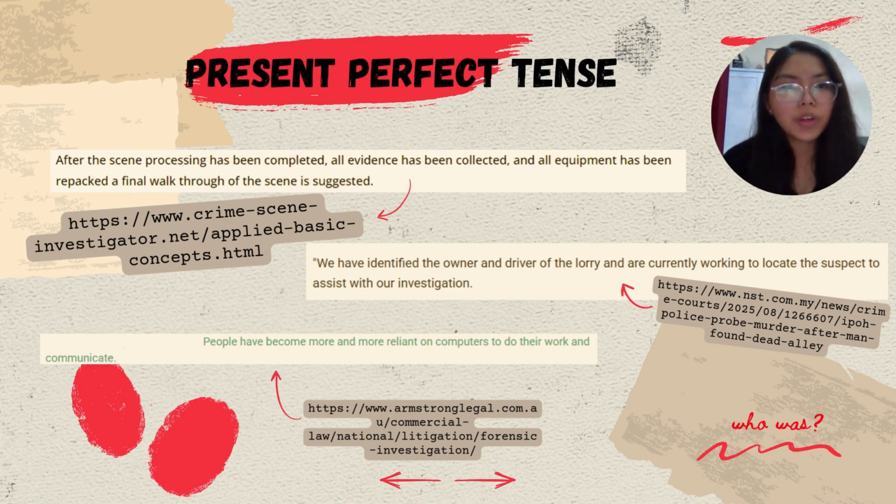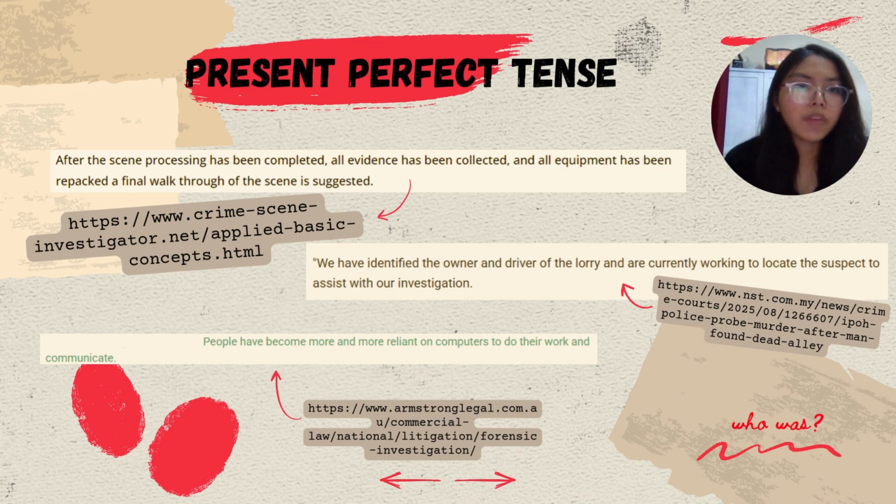Other than that, we have present perfect tenses, which uses have plus the verb in its third form. For the example sentences, we have three from three different articles. The first article, we use the passage, after the scene processing has been completed, all evidence has been collected, and all equipment has been repacked, a final walkthrough of the scene is suggested. Alright, so we have three present perfect tenses here, which is has been completed, has been collected, and has been repacked. They all use the same present perfect tense, which is has been, where has is also the same as have, and been is the third form of to be.